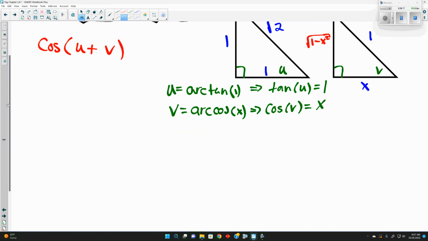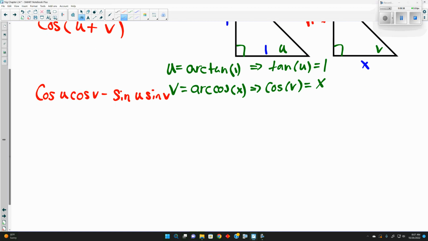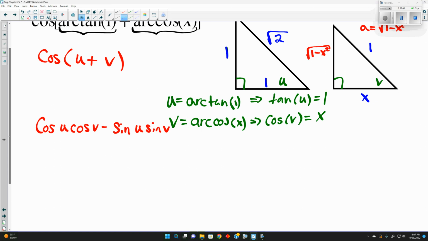Now, if we look back at our formula, we have cosine of u plus v. Well, this here is the same as cosine of u, cosine of v, minus sine of u, sine of v. So that's just straight from our formulas that we've had so far.